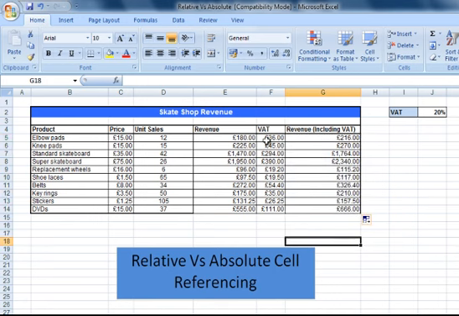So in a nutshell, relative cell referencing is where both of the cells, or whatever cells in the formula, move. Absolute cell referencing is where one cell or a number of cells do not move, and the way we fix them is by putting $ signs in front of the letter and the number.